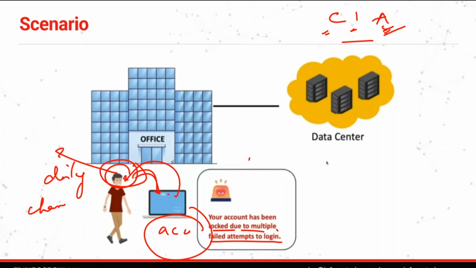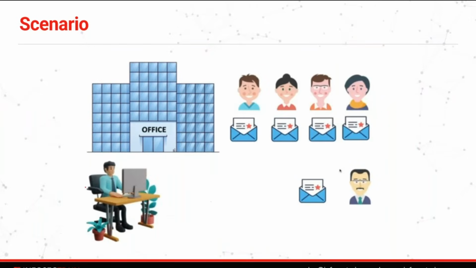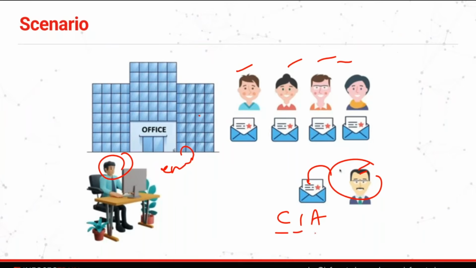Now let us see another scenario. Here you are an employee and you are sending an email to these four people. But what happened? You accidentally sent it to more than four people. To this person also you sent it. Now this individual leaked the data that was in the email to the public. The content was disclosed to the public. Which pillar is getting breached here: confidentiality, integrity, or availability, guys? That is confidentiality.